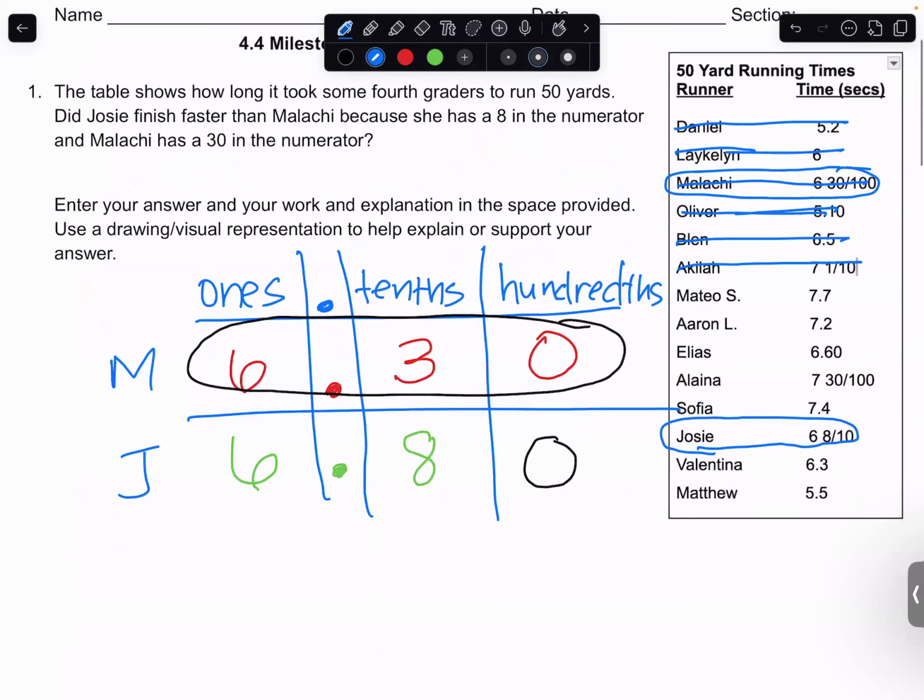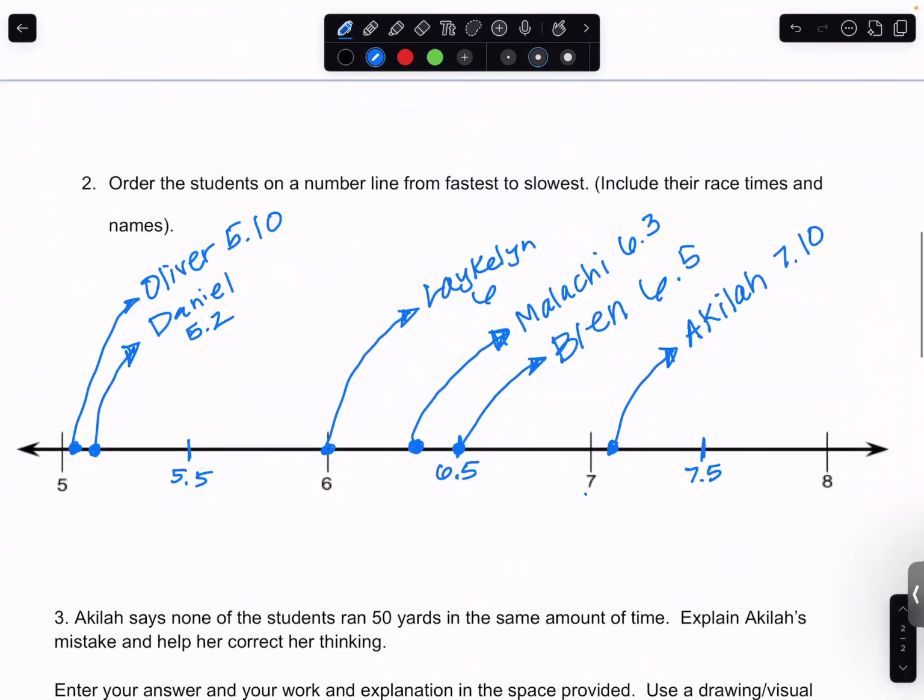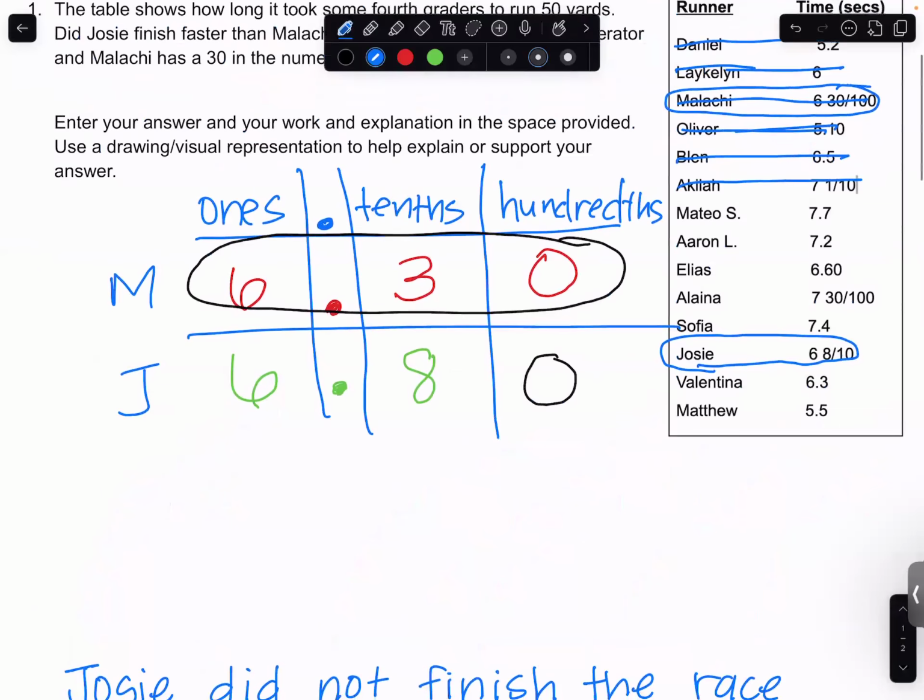All right, Mateo ran 7 and 7 tenths. That's a little bit closer to the 8. We know it's after 7 and 5 tenths. So it's about here. All right, Mateo. 7 and 7 tenths. All right, we got Mateo down.